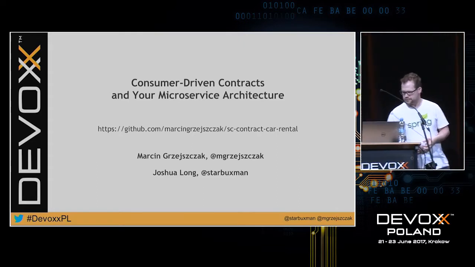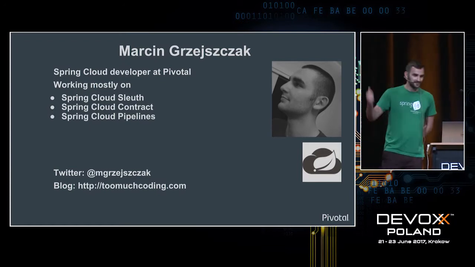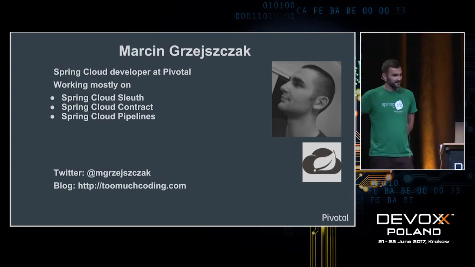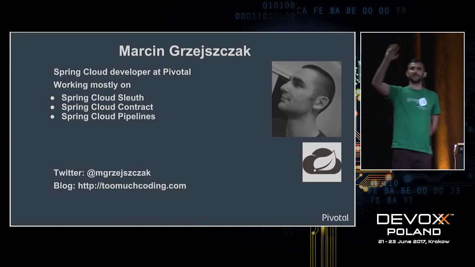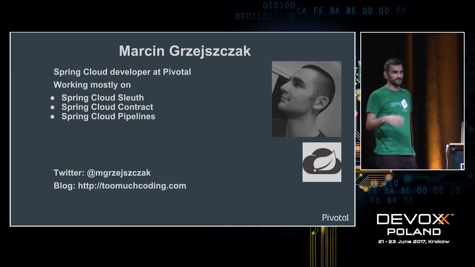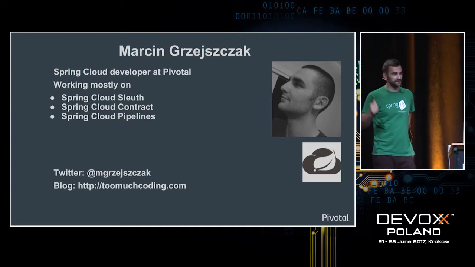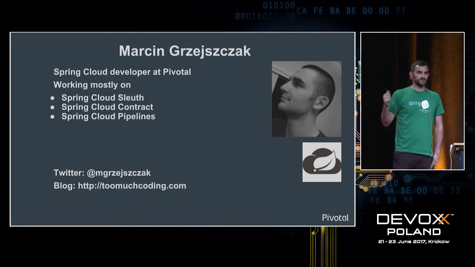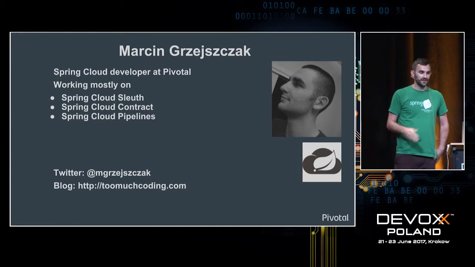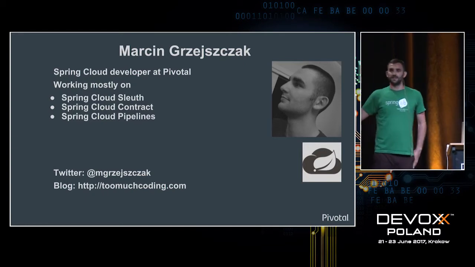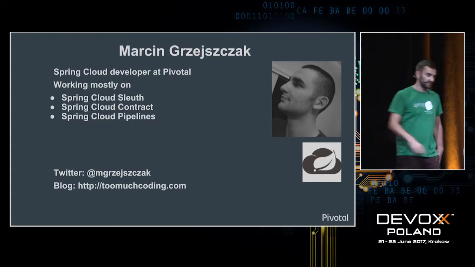So before we go to the main topic, a few words about us. My name is Marcin Grzejszczak. As you can see by looking at my name, I'm Polish. I work at Pivotal. Who knows Pivotal? Okay, quite a few people. For those who don't know, we're doing, for example, Spring, Spring Cloud, and Spring Boot. I'm a member of the Spring Cloud team, focusing mostly on 3 projects: Sleuth, Contract, and Pipelines. Today we'll be working with Spring Cloud Contract. My Twitter handle is @mgrzejszczak. For those who can't pronounce it, go to my blog, toomuchcoding.com, and the Twitter handle is somewhere there.